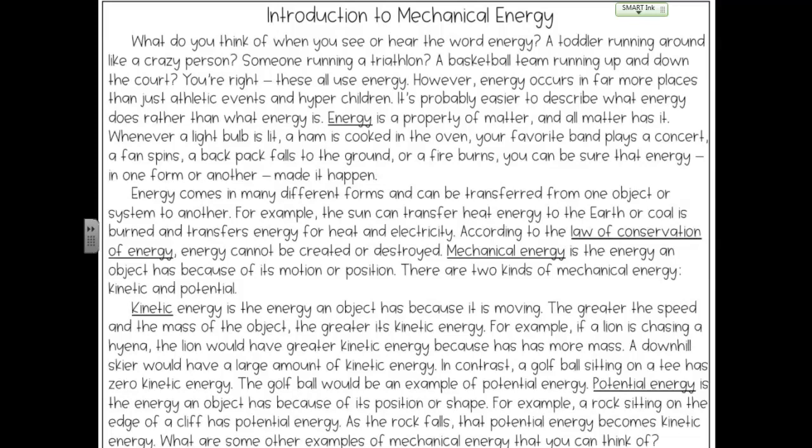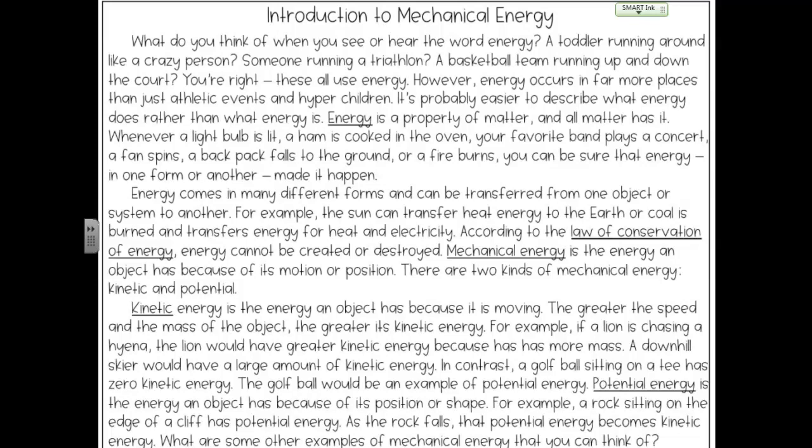Mechanical energy is the energy an object has because of its motion or position. There are two kinds of mechanical energy, kinetic and potential. Kinetic energy is the energy an object has because it's moving. The greater the speed and the mass of the object, the greater its kinetic energy. For example, if a lion is chasing a hyena, the lion would have greater kinetic energy because he has more mass. A downhill skier would have a large amount of kinetic energy. In contrast, a golf ball just sitting on a tee has zero kinetic energy. The golf ball would be an example of potential energy.